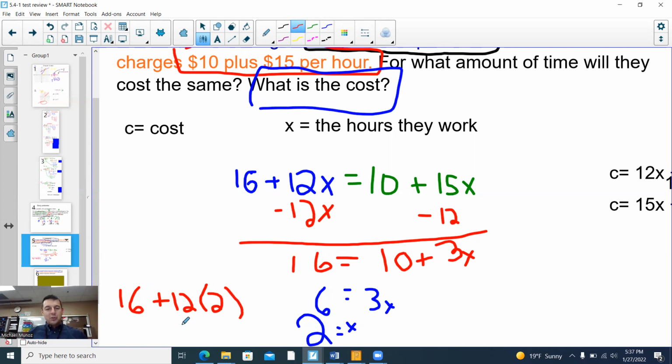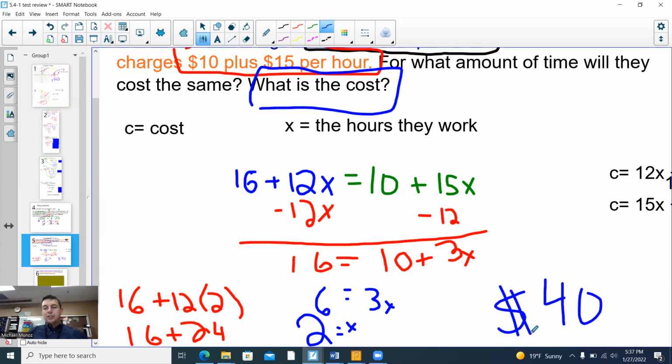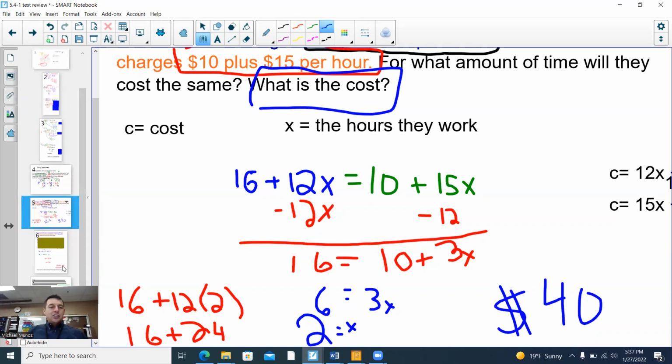So 12 times 2 is 24. Then I just have to add 16 to it. And 16 plus 24 is 40. So it would have cost you $40 after 2 hours of work. And that's what they want to know: what's the cost?